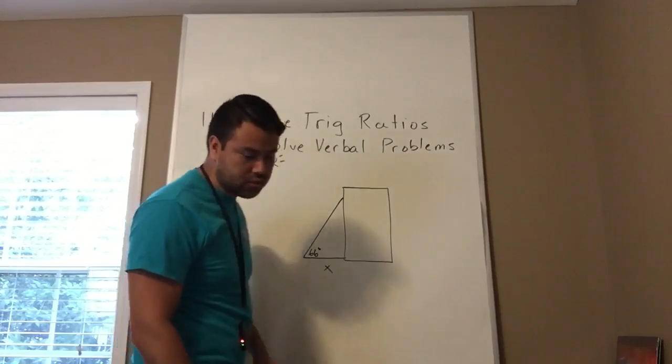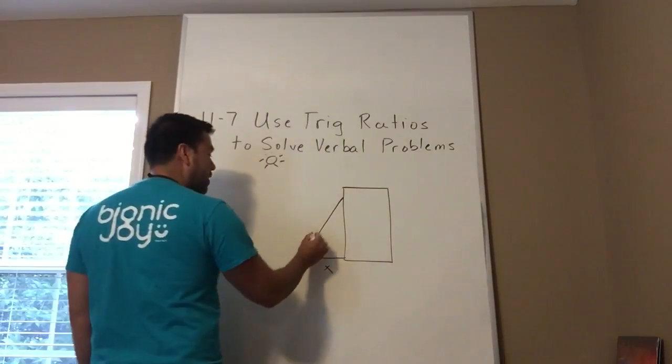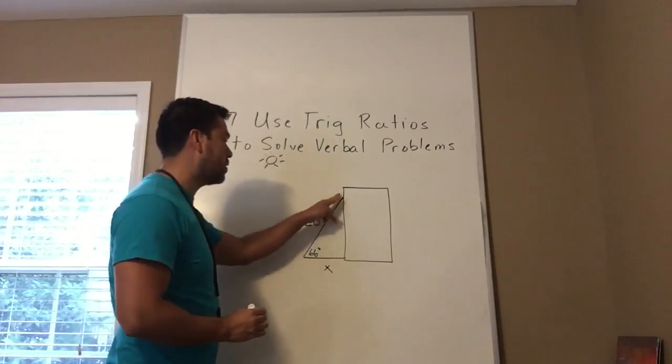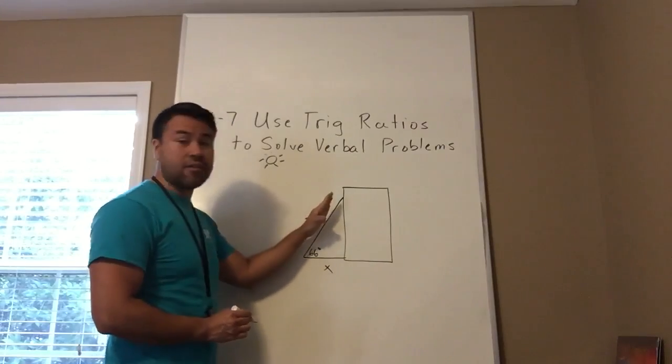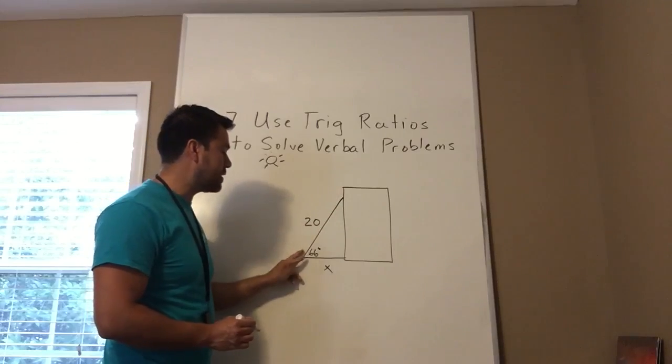A 66-degree angle. And how tall was the ladder? The ladder was a 20-foot ladder. So I know that that ladder, this right here, is 20 feet. So think of a ladder, you're placing it to go up to this part of the house. You want to put it at a 66-degree angle.